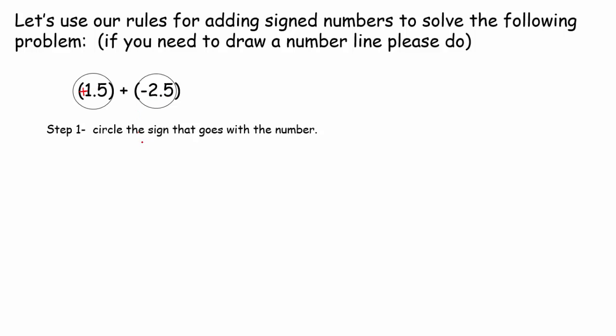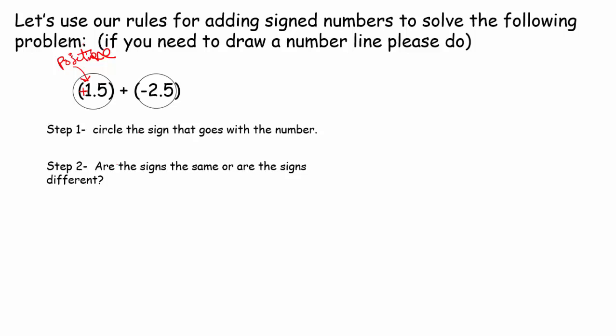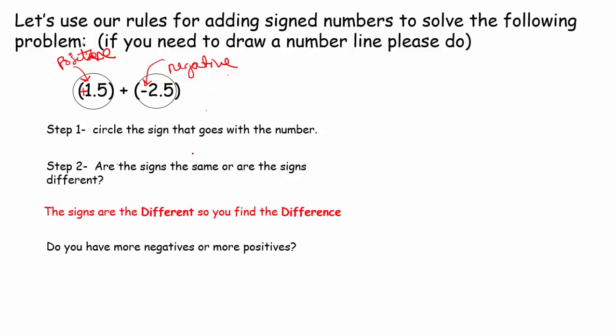Then I ask myself, are those signs the same or are those signs different? Well, this one's a positive, and this one is negative. Okay, those signs are definitely different. I'm going to want to find the difference, which means I'm going to subtract. If the signs are different, one's positive, one's negative, you're going to find the difference. So I'm going to take 2.5, line up my decimal points, and subtract off 1.5.